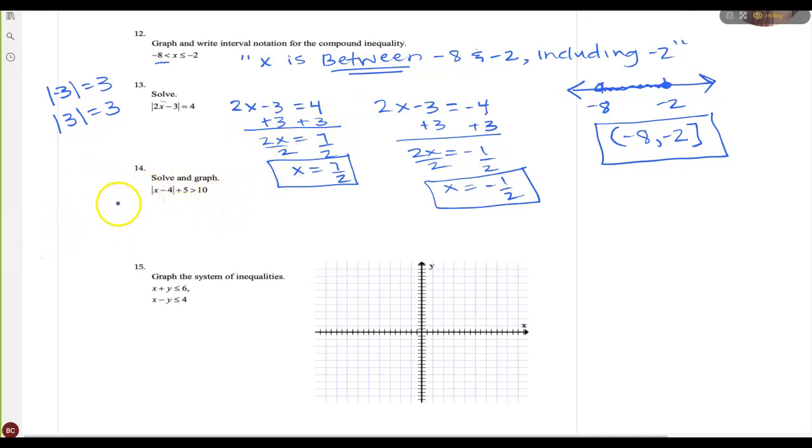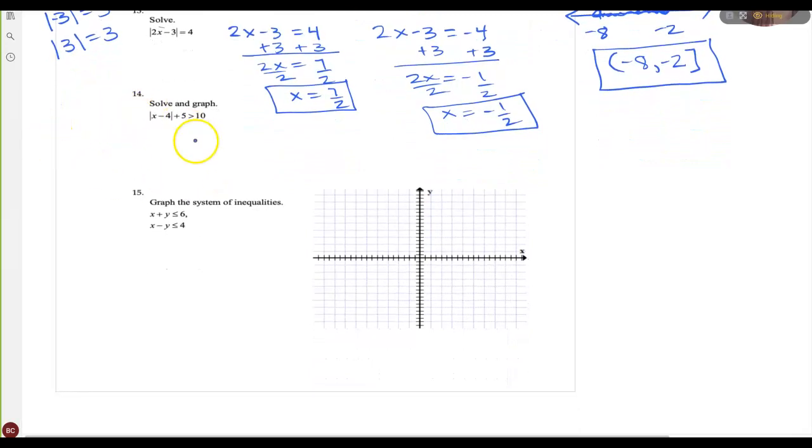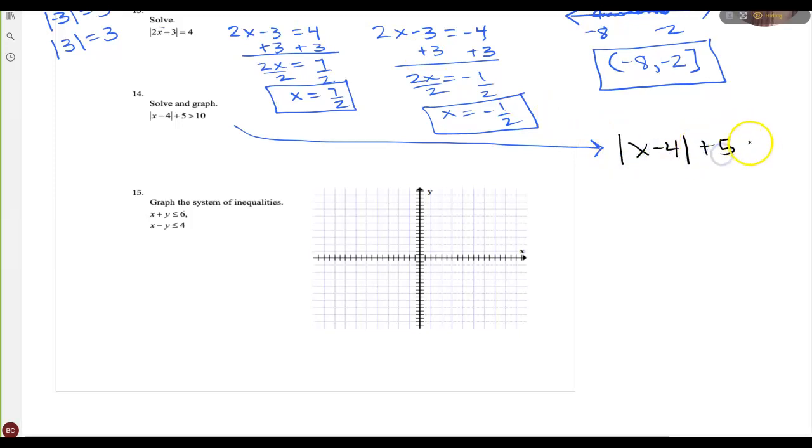Okay. All right. I didn't leave myself enough room on this number 14 here, so I'm just going to move it out here to be able to work this a little bit better for you. So I've got the absolute value of x minus 4 plus 5 is greater than 10. Now again, we've got to get that absolute value part by itself. This one already had it by itself, so that made it easy. But this one, in order to write our two statements, we've got to do that first. So I'm going to start by subtracting the 5 over.